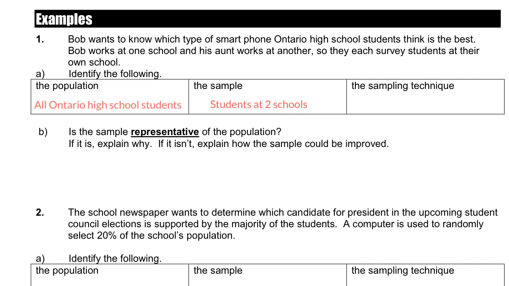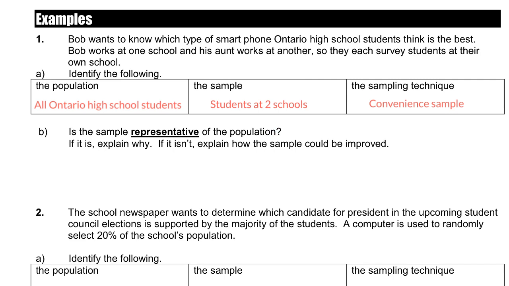So the population is every single high school student in Ontario, but they're only asking students at two schools. So that's our sample. What's the technique? Well, we can go back to our list of sampling techniques and think about which one this is most like. I would say, because they are just asking students at the schools where they work, that's convenient for them. I don't have any information on whether they were asking students at random or how they did that, but if I just go based on what's given, I would say this is a convenience sample. So now we have the question, is this sample representative of the population?